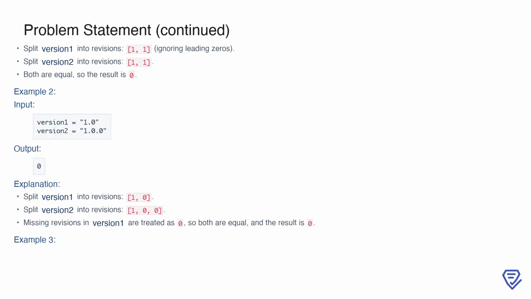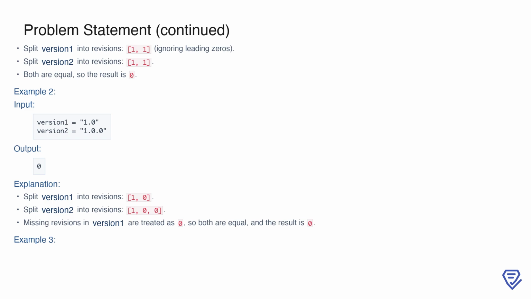Now, let's consider the second example. Here, version 1 is 1.0 and version 2 is 1.0.0. Again, the output is 0, indicating that these two versions are equal. This is because when we split version 1, we get 1, 0, and when we split version 2, we get 1, 0, 0. The missing revision in version 1 is treated as a 0, so both versions are still equivalent.